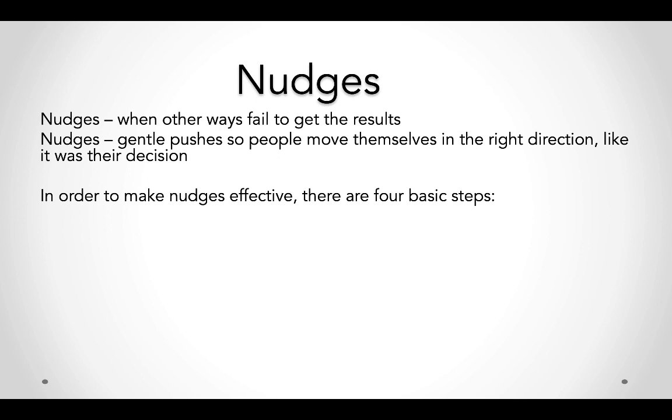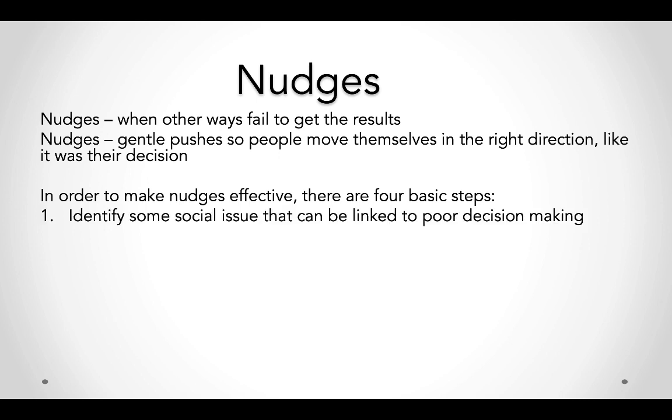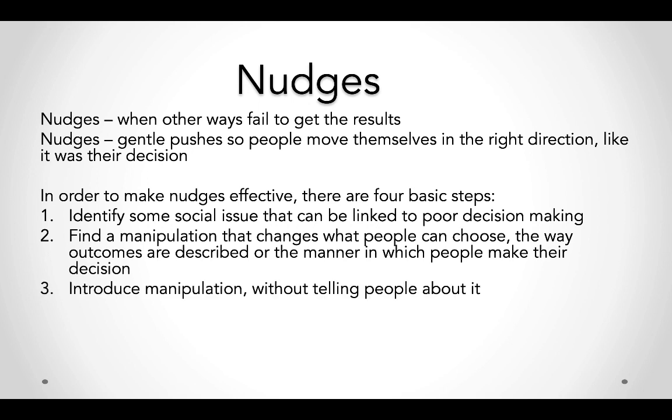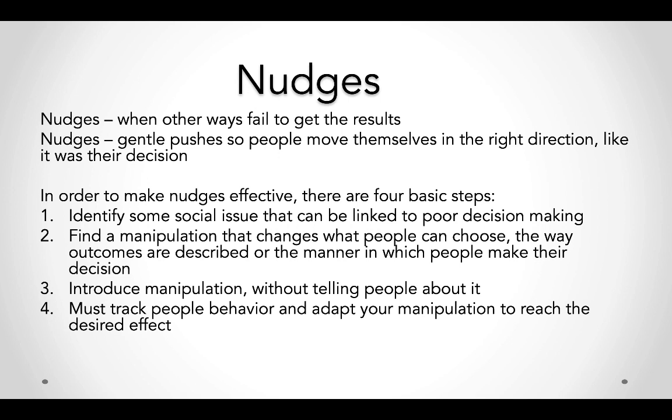To make nudges effective, there are 4 basic steps. You identify some social issue that can be linked to poor decision making. Find the manipulation that changes what people can choose, the way outcomes are described, or the manner in which people make their decision. Introduce the manipulation without telling people about it. Then track people's behavior and adapt your manipulation to reach the desired effect.